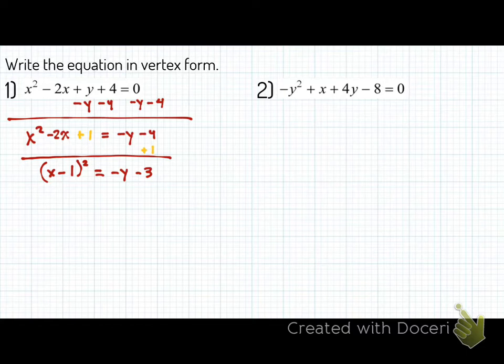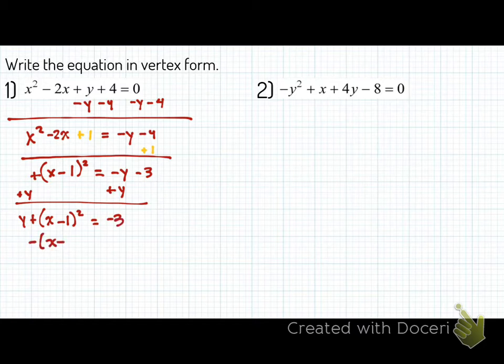The next thing I want to do is get y by itself. So I'm going to add y, because I want y to be isolated. So I'll add it to both sides. And this is like a big positive sign here. So it's going to be positive y plus x minus 1 squared, which is equal to negative 3. And of course we want y by itself, so I'm going to subtract this whole term, x minus 1 squared, on both sides. So it's going to be subtracting the x minus 1 squared term, all minus 3. I'm sorry, it's going to be minus 3 here. So we have y.